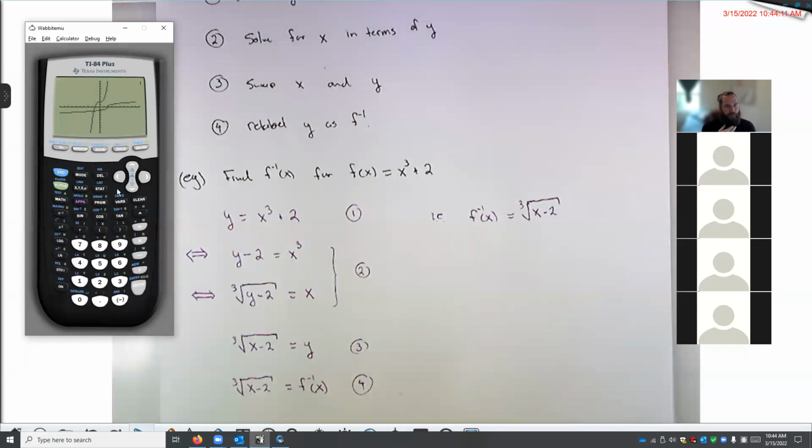See the symmetry? If you add in that line y equals x, right here, you see that these graphs are perfectly folded over that line. There it is. There's your line of symmetry. Pretty cool, right?